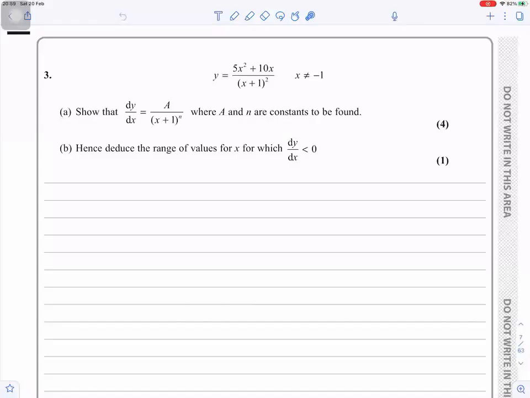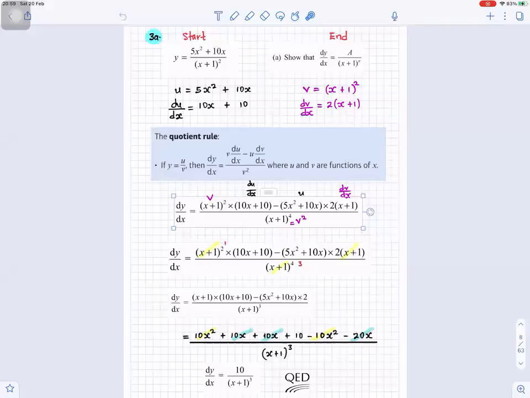That's question number 3. Show that dy over dx is equal to a over (x plus 1)^n, where a and n are constants to be found. So for question number 3a, this is where we start, and this is where we want to end. At the end, we have dy over dx. So we want to show that dy over dx, which means we have to differentiate. To get from y to dy over dx, we differentiate.